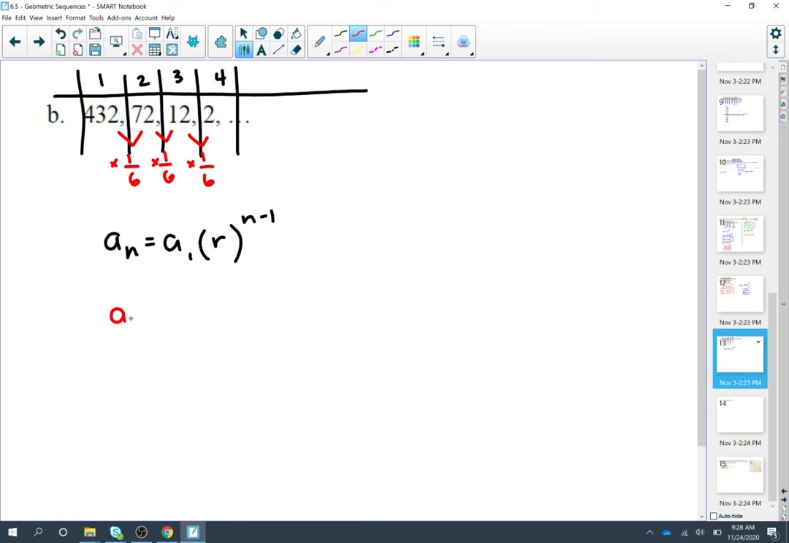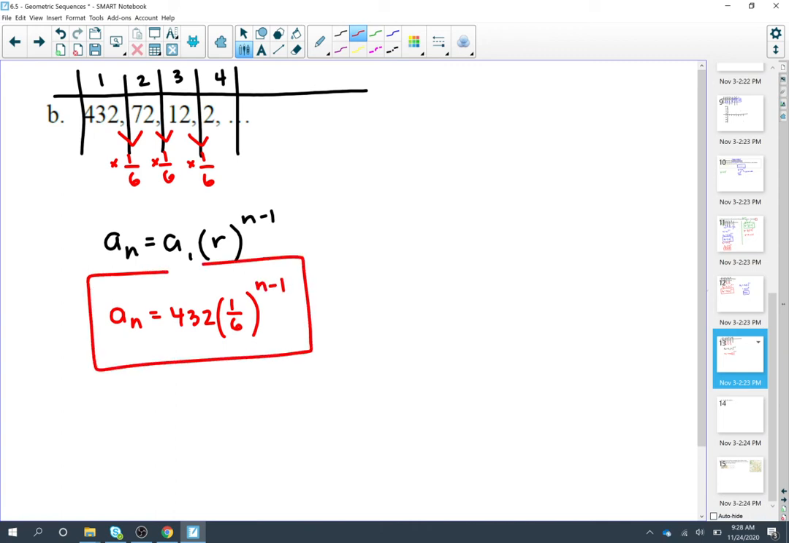So a sub n equals a sub 1. That's the first number, which is 432, times my common ratio, that's the 1/6, to the n minus 1, that's your formula. Then we want the 7th number in the pattern, so a sub 7 equals 432 times 1/6 to the 7 minus 1, which is 432 times 1/6 to the 6th. I'm just going to clean that up.